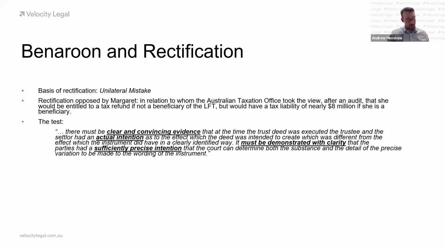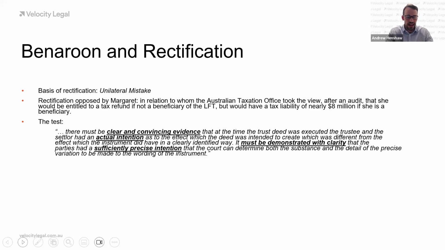Now then it goes to, okay, well, what did the evidence actually say? And the first point is, this is hard because you're looking back at evidence more than 40 years ago at this point. Going back to 1977 and trying to work out what did the parties intend in 1977? And what evidence is there to actually demonstrate with clarity, sufficiently precise intention, all that sort of stuff. And the problem is that the parties said that there really wasn't any intention about whether or not spouses should be beneficiaries or not, essentially.